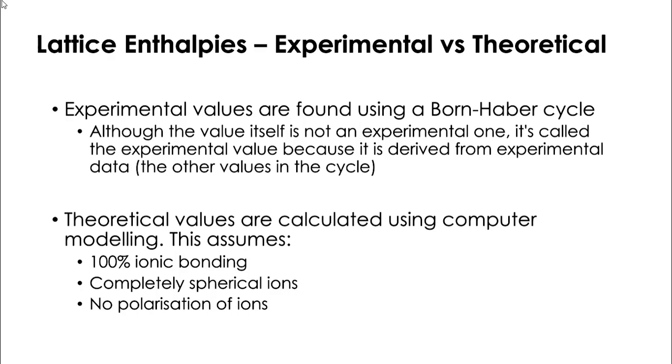However, even though the value itself is not experimental because we're getting it from the Born-Haber cycle, it's called that because all the other values in the cycle are experimental data. So we're deriving this value from experimental data, and we're using those with Hess's law to calculate our lattice enthalpy. When we talk about theoretical values, they're calculated using computer modeling, based on various assumptions: that there's 100% ionic bonding, that the ions are completely spherical, and that there's no polarization of those ions.